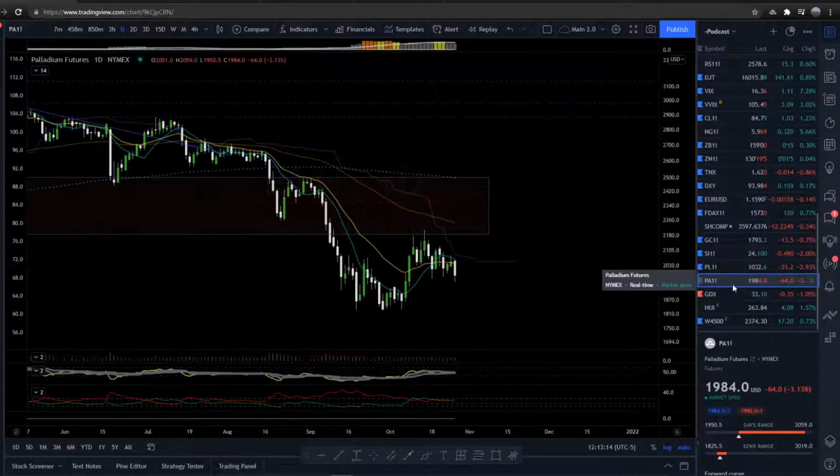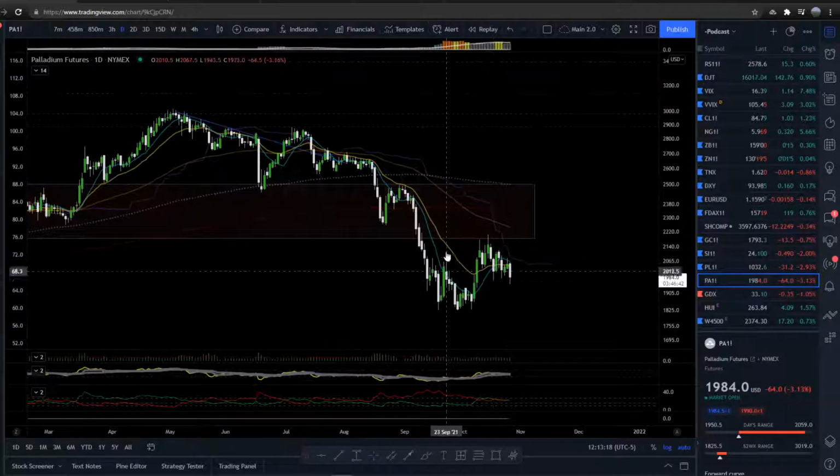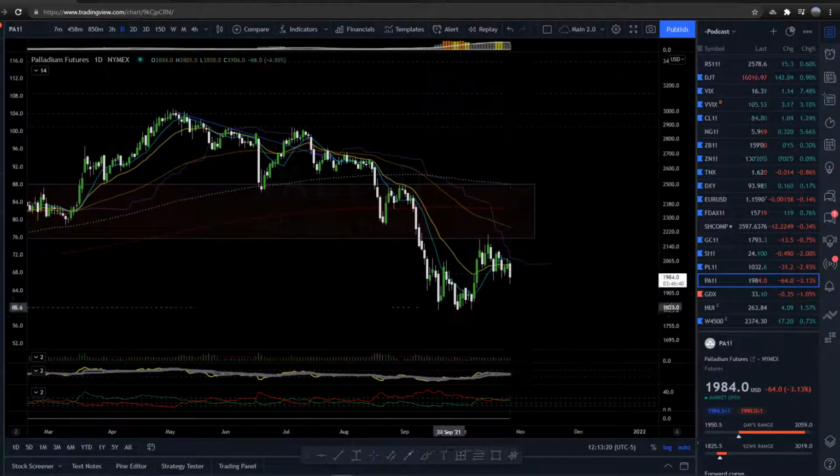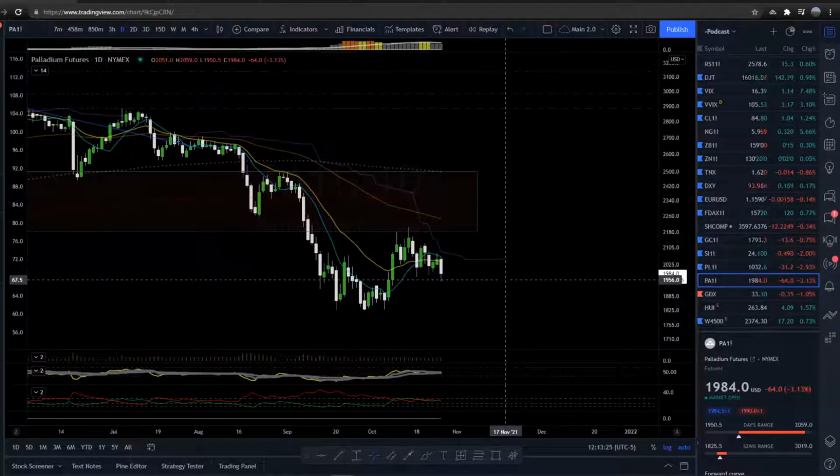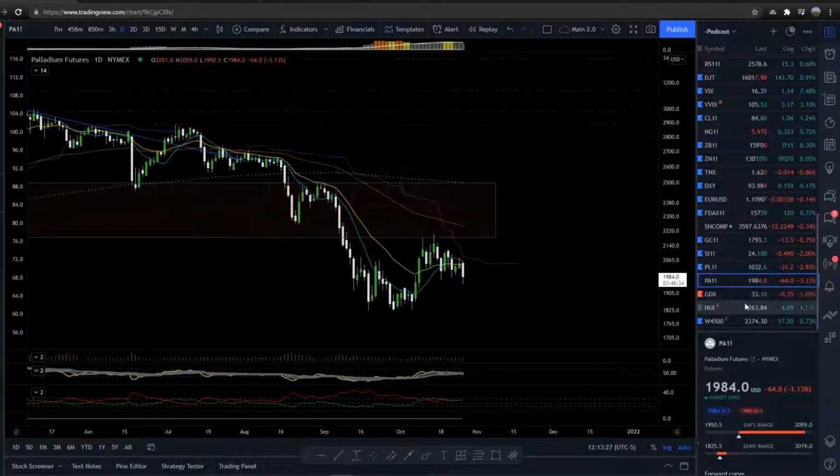This is palladium. It's just going sideways. It needs a lot of work still. But it is attempting to put in a base right here. We don't want to see price close below like 1950, really. That's going to be ugly.